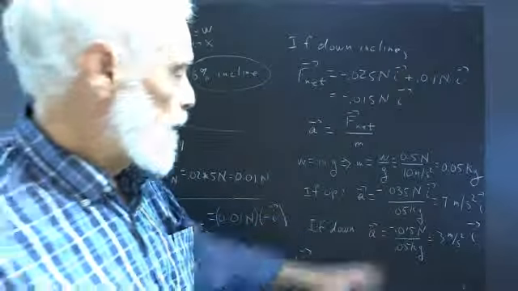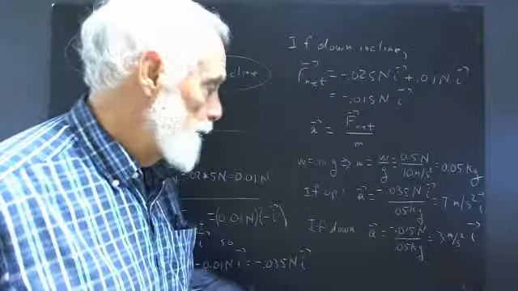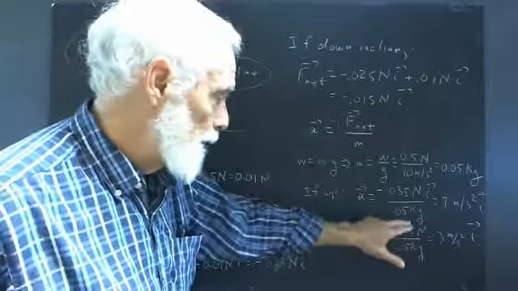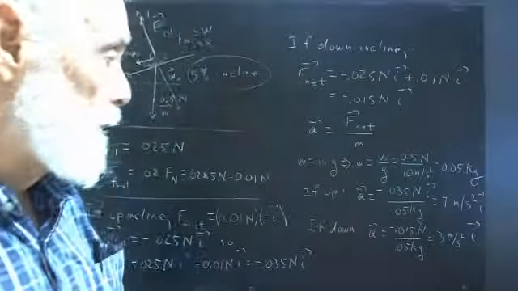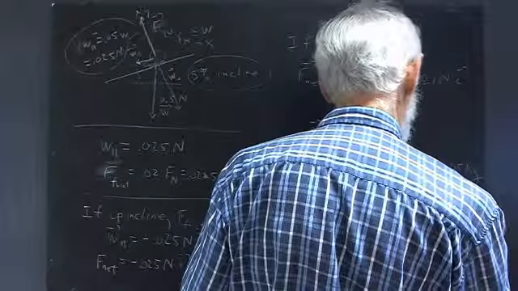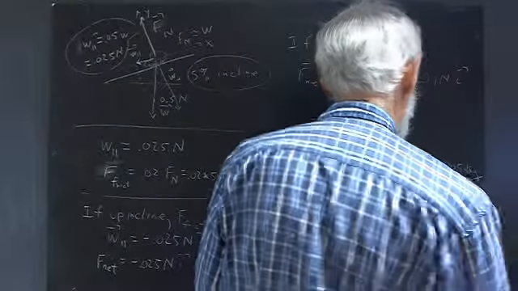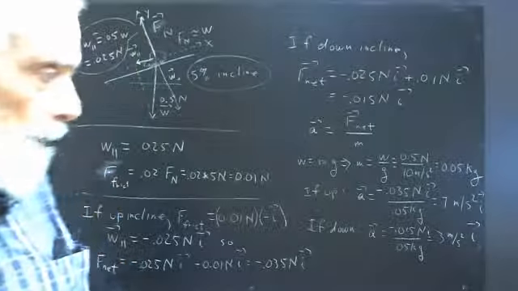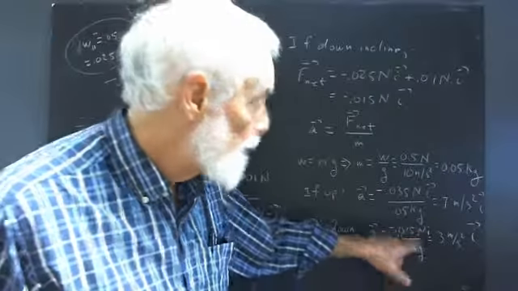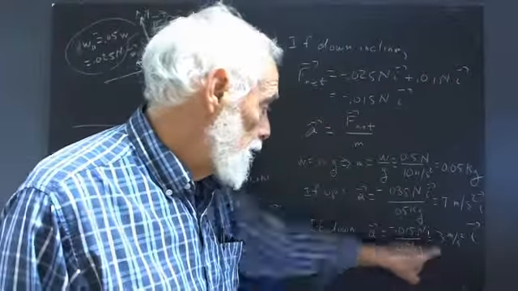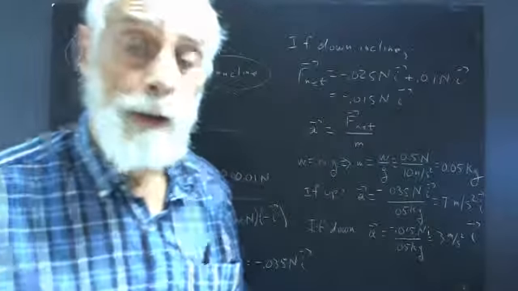If down the incline, well, I'm not going to go through the details. We got the 0.015 newtons times I here, and I didn't write the I. Okay, well, that's not a very good place for the I. It looks like part of the equal sign, but still it's there. And we get 3 meters per second squared times I.